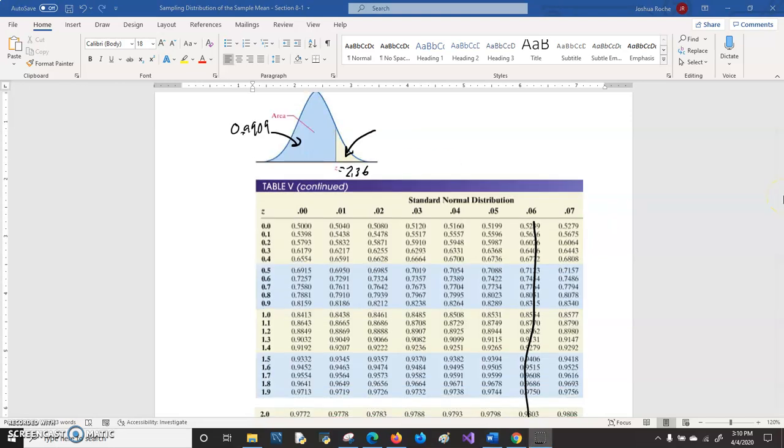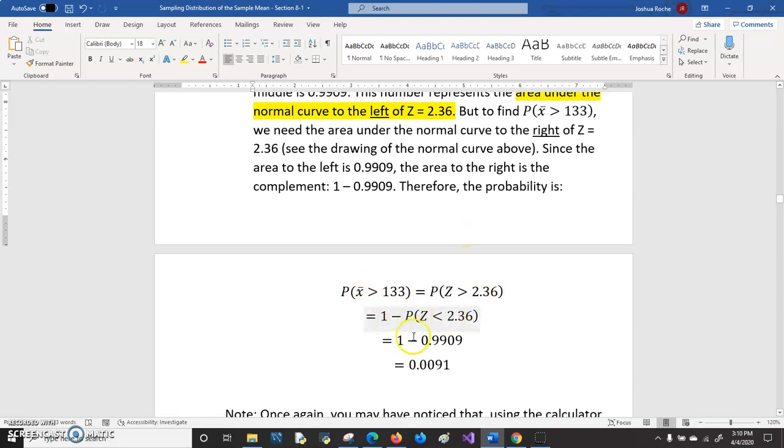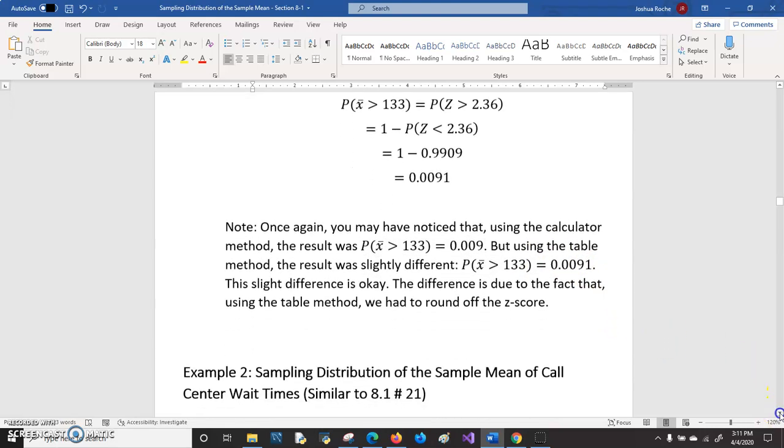And that area on the right is going to be the complement. So we'll do 1 minus 0.9909, which is 0.0091. So we find that complement, 1 minus 0.9909, it's 0.0091. And so that's our probability. And again, we got slightly different results between using the calculator and the table, but that's okay. You'll get slightly different results.